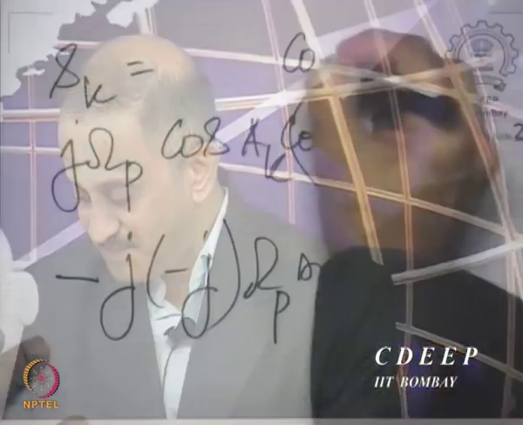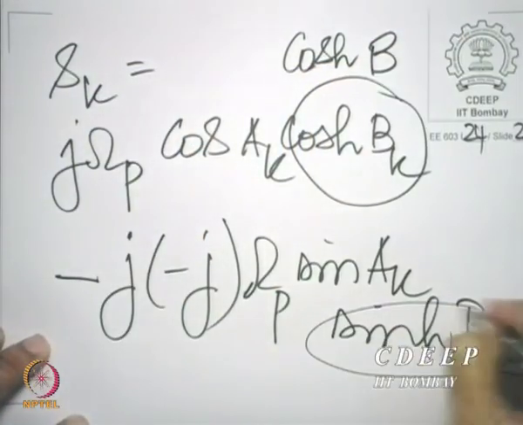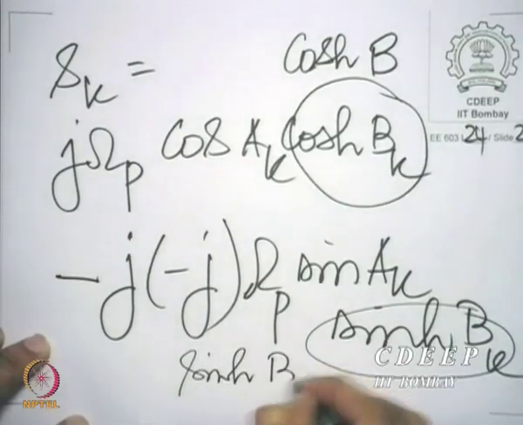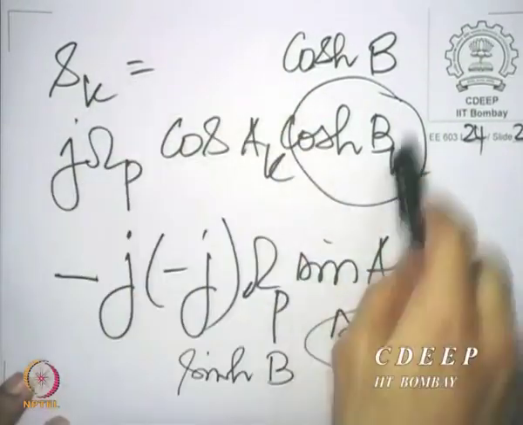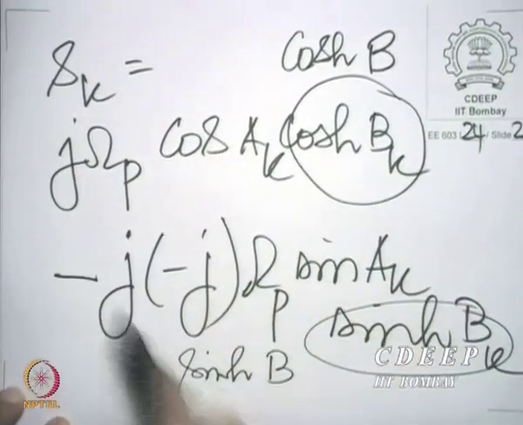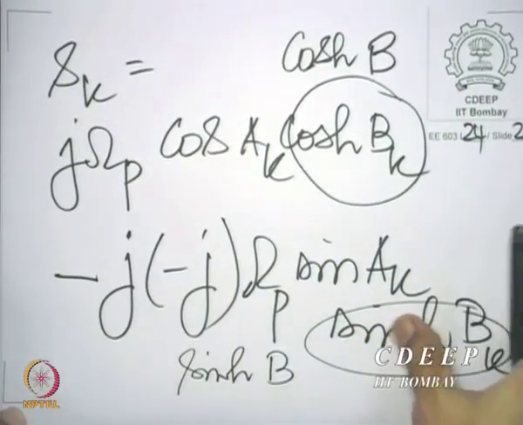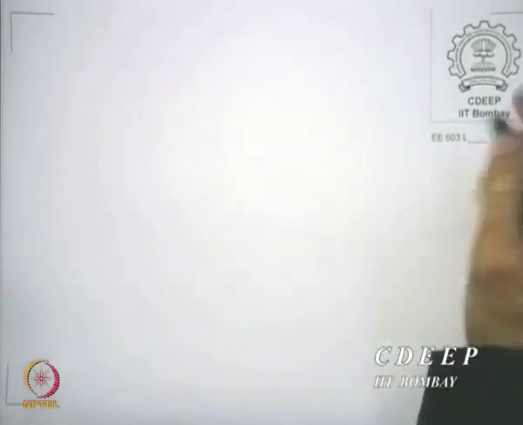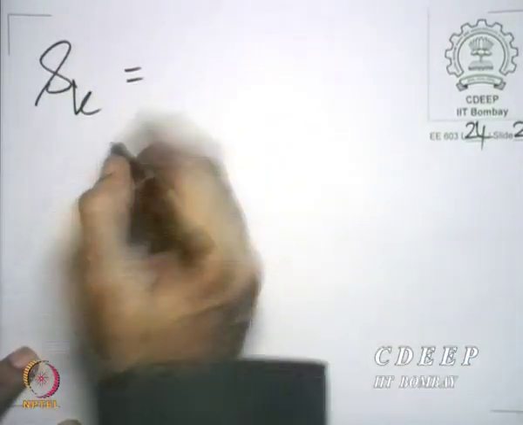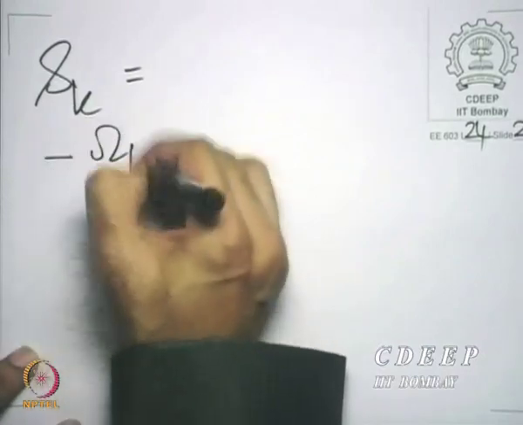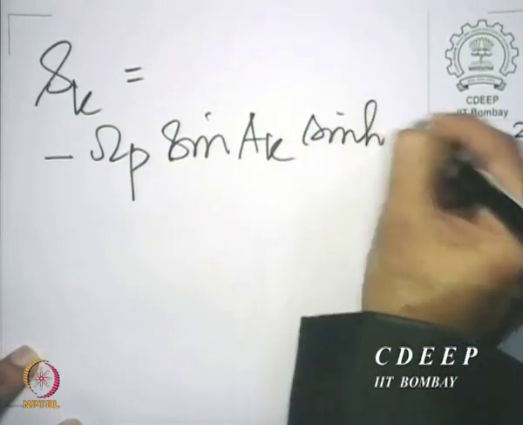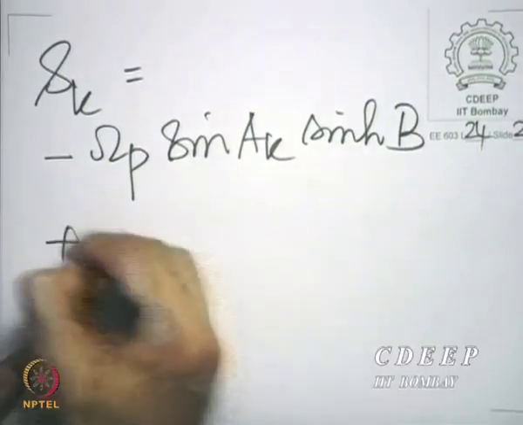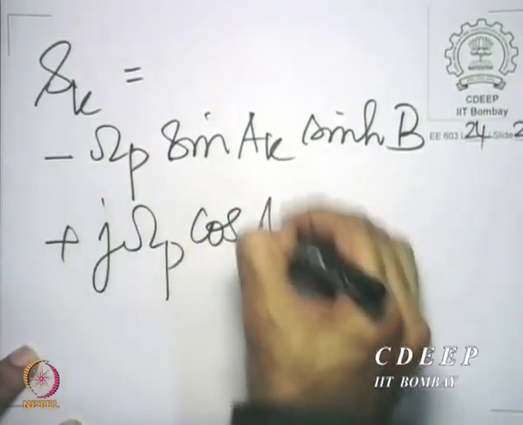So, we can just call this cosh b, and we can call this sinh b. And clearly, this is the real part and this is the imaginary part here. This is the imaginary part and this is the real part of the pole. So, s_k is the real part: minus omega_p times sin a_k sinh b, plus j omega_p cos a_k cosh b.